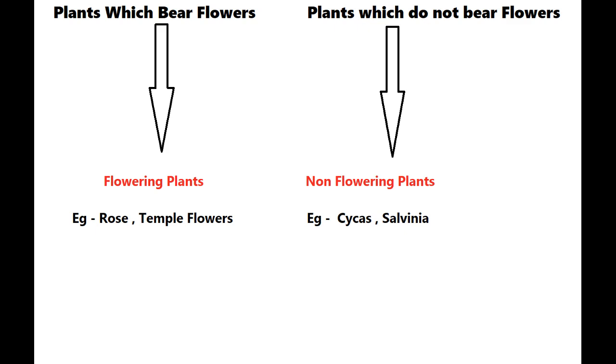So what is the term that we can give to the plants which do not bear flowers? Yes, non-flowering plants. Plants with flowers are known as flowering plants and plants without flowers are known as non-flowering plants. Understand? We'll write. Non-flowering plants.